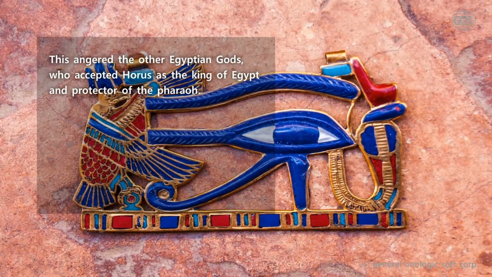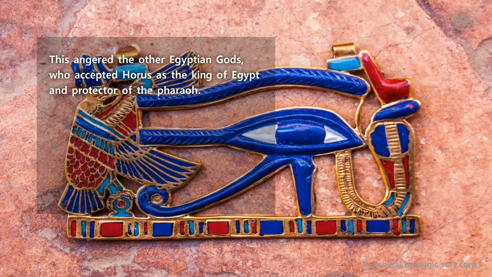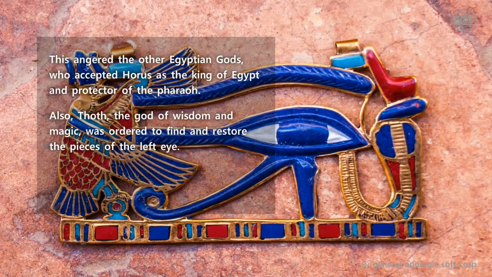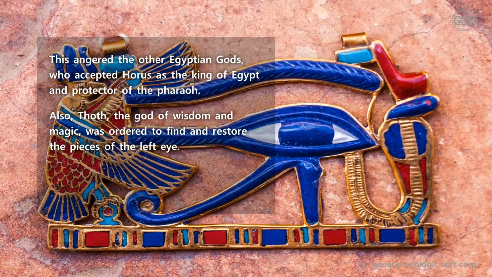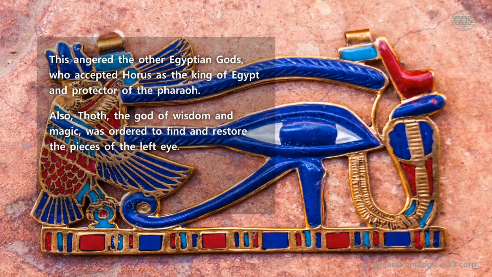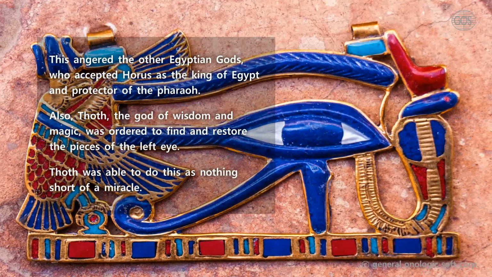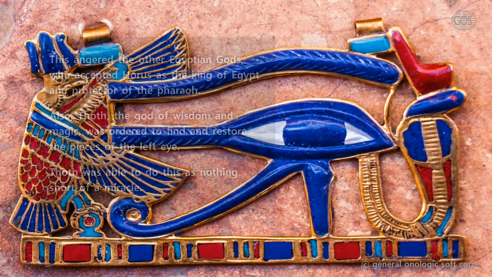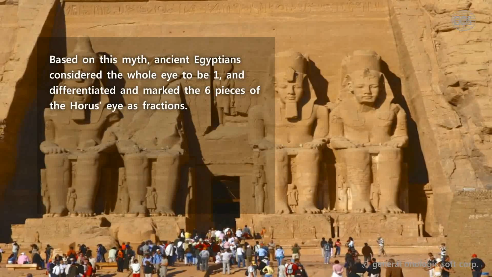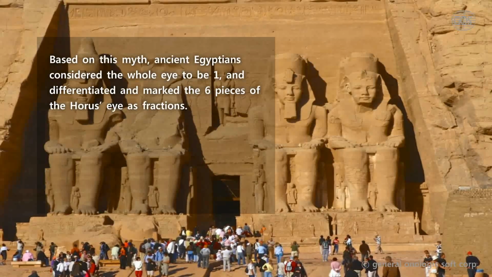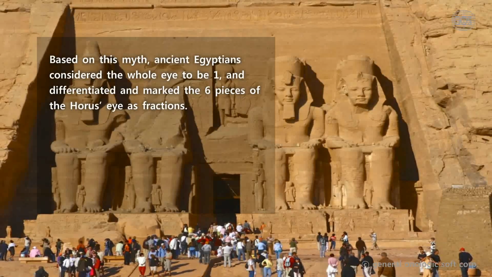This angered the other Egyptian gods, who accepted Horus as the king of Egypt and protector of the pharaoh. Also, Thoth, the god of wisdom and magic, was ordered to find and restore the pieces of the left eye. Thoth was able to do this as nothing short of a miracle. Based on this myth, ancient Egyptians considered the whole eye to be 1, and differentiated and marked the 6 pieces of the Horus eye as fractions.